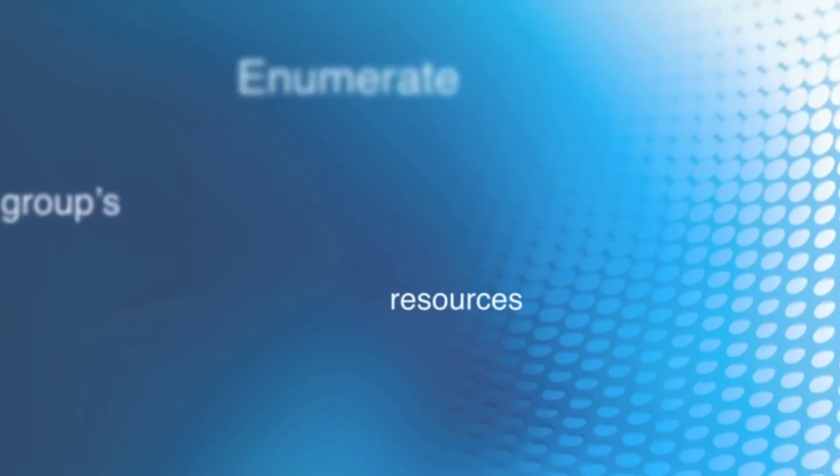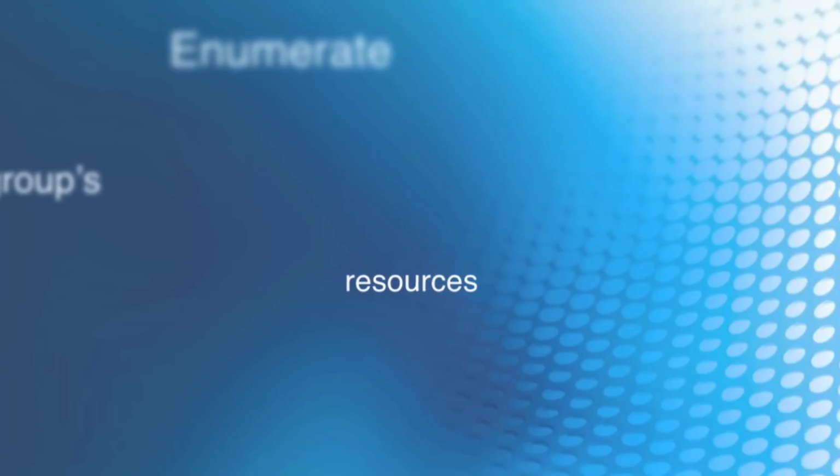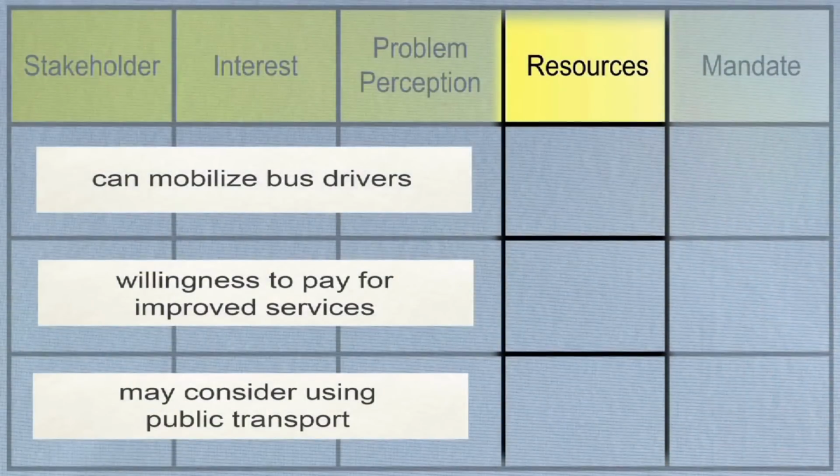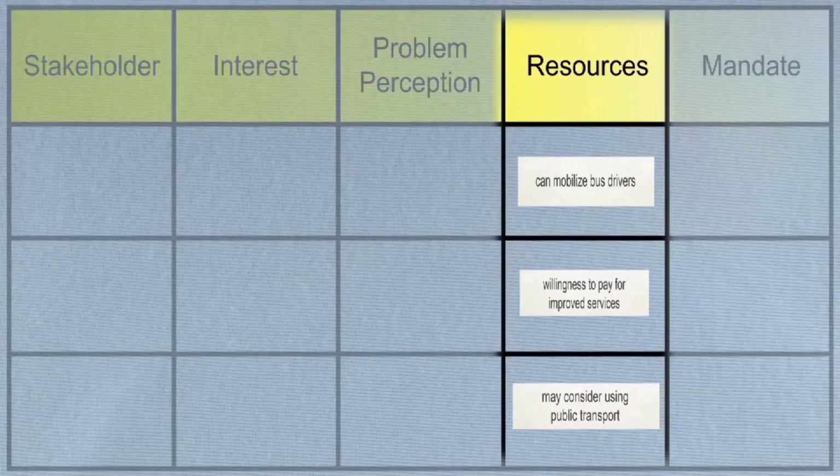Step 6. Enumerate each group's resources that it can use to support or oppose any action on the development problem. Resources could be financial and non-financial. While formal organizations have both, population and civil societies have predominantly non-financial ones, for example, volunteers, political influence, votes, ability to strike, and exert public pressure. Put this under column 4.